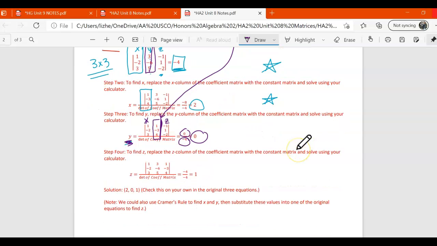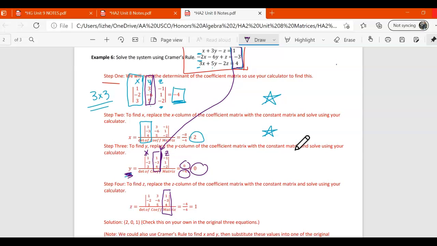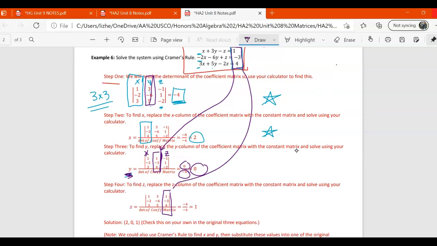And then I do it again for z. So in this case, you can see this time it's the z values that have the constant matrix right here. The x values are good. The y values are good. I've only changed the z values because that's what I'm solving for. I do the determinant of that matrix, and I have -4 over -4, and I get 1. So the way I report my answer is x is 2, y is 0, z is 1. And that would be the answer.